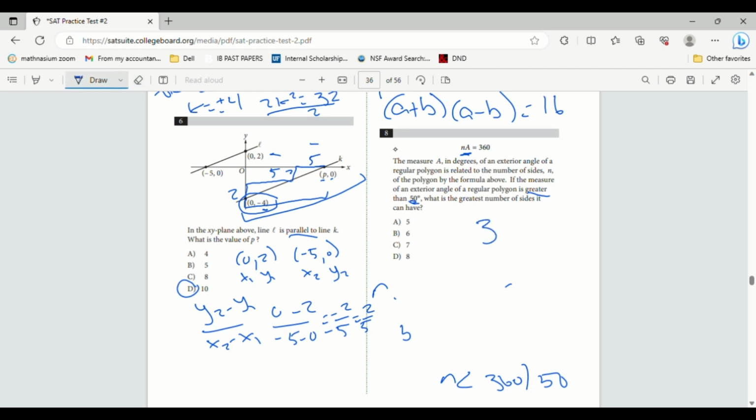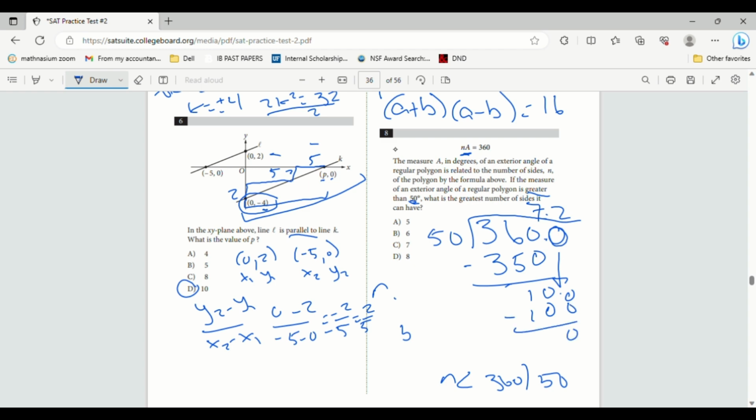Well, 360 over 50 simplifies to, well, let's do the long division. 50 can go into 360 7 times, and I'm going to write a couple extra zeros in case we need them. So it can go in 7 times to get 350, and we subtract to get 10. Bring down this 0 that we can place after the decimal point. 50 goes into 100 2 times, and so we get 7.2.